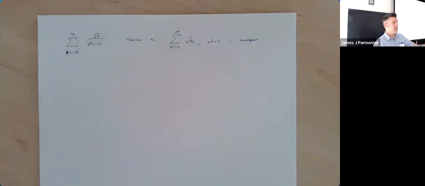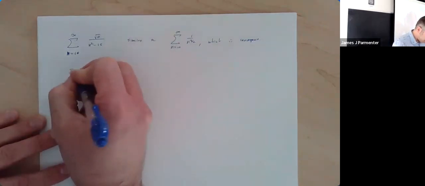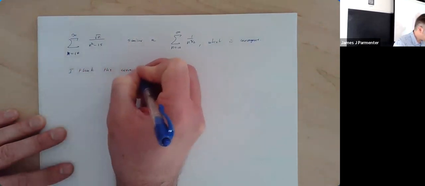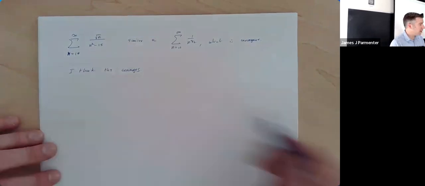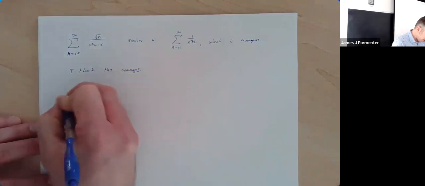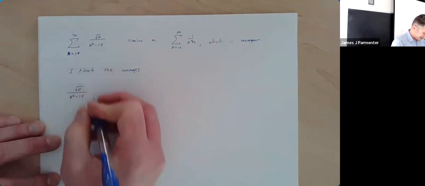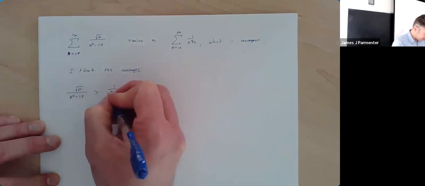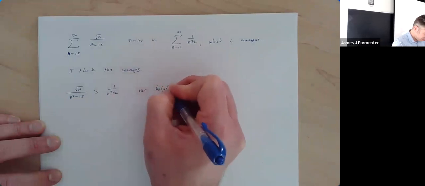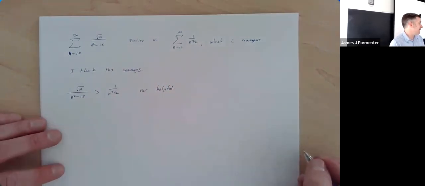So specifically, if you're thinking about using either the direct comparison test or the limit comparison test, you have to know what you're comparing to. So I'm saying, okay, I think this converges. And I'm right, I know it converges. But what do I compare it to? Well, direct comparison's hard, right? This series, the square root of n over n squared minus 15, is bigger than 1 over n to the 3 halves. And that's not helpful. I don't want to be bigger than the thing that's convergent. I want to be less than the thing that's convergent.